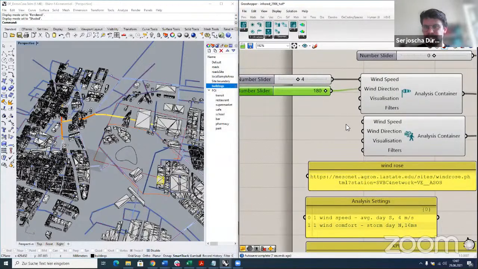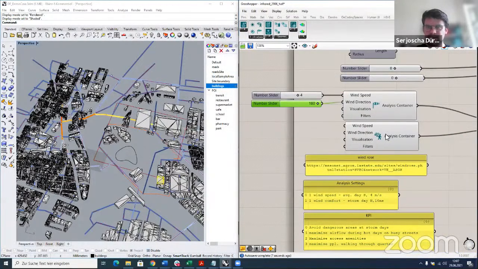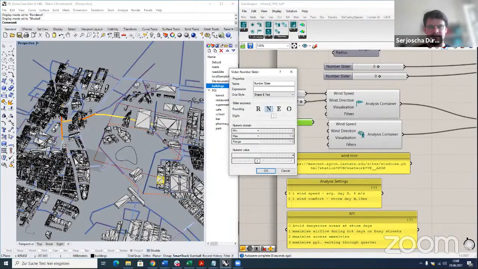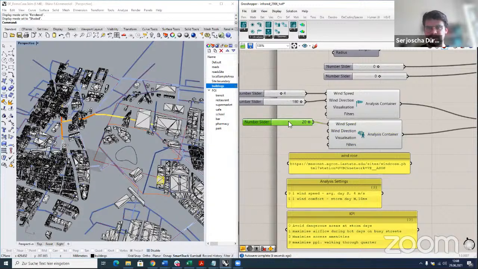And the storm scenario, on the other hand, comes from the north. So take this wind speed, let's set it to 20 meters per second, so really strong wind. We are testing an extreme scenario here. And then just a slider with a 0 wind direction.